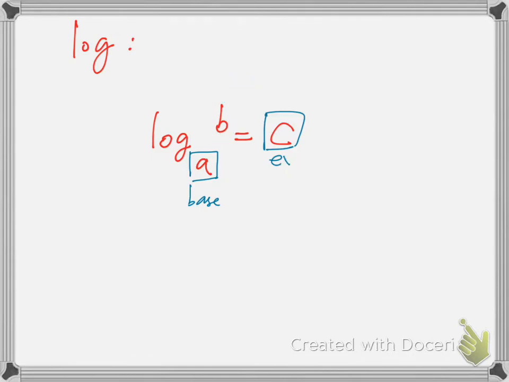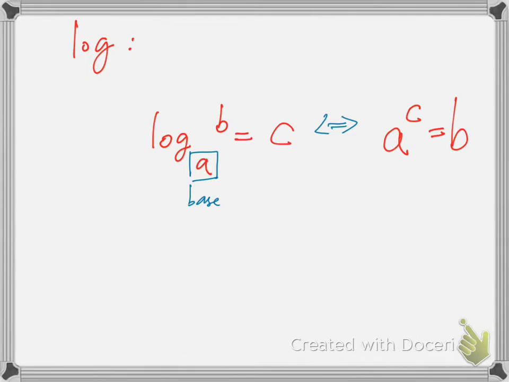So let's delete b and c. A is the base, so every time we start from the base. What's the relation between log and exponents? Log a of b is c if and only if a to the c's power is b. Still, this is too hard to remember, right?